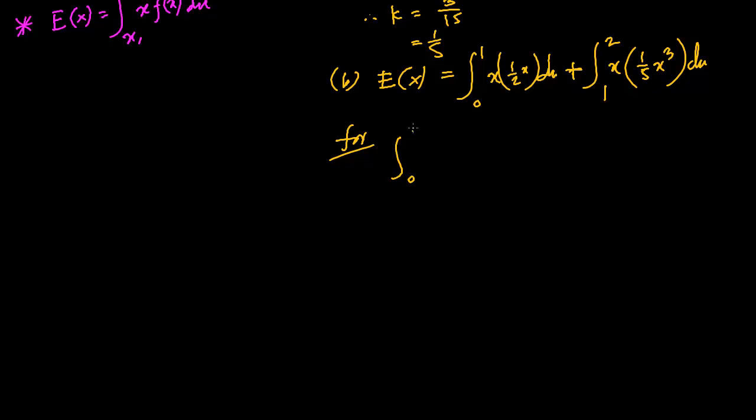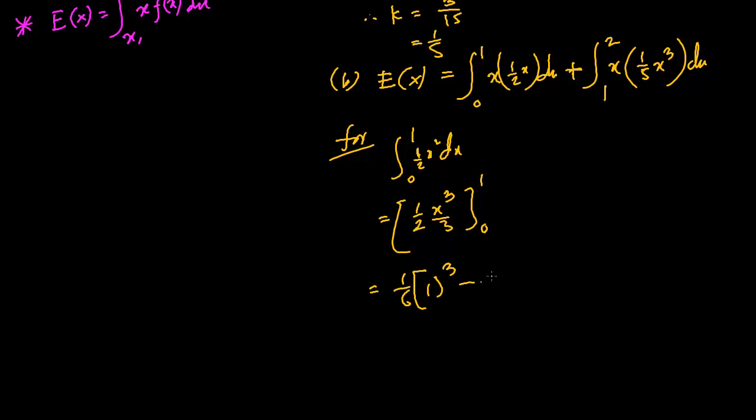So for 0 to 1, half x squared dx. I multiplied the x with the x. This turns out to be half x to the power 3 by 3, 0 to 1, which turns out to be 1 by 6. 1 cubed minus 0. So this would be 1 by 6.